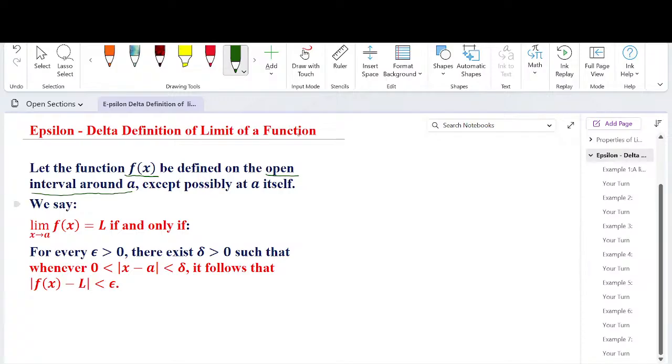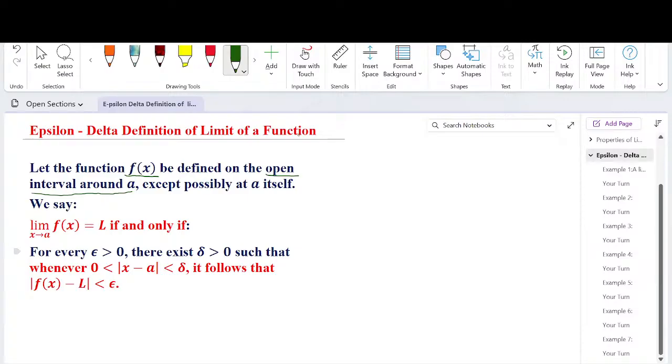Okay, so if the function f of x is defined on an open interval around a, we can now say that the limit of f of x as x approaches a is equal to L, if and only if we have the condition. This is where students get somehow confused or terrified, so to say. But it's very simple. I will try to break it down for you in the simplest form.